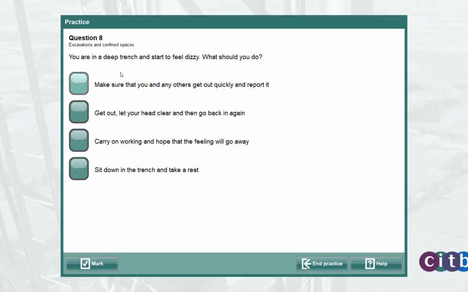You are in a deep trench and start to feel dizzy. What should you do? Make sure that you and any others get out quickly and report it. Get out, let your head clear, and then go back in again. Carry on working and hope that the feeling will go away. Sit down in the trench and take a rest.